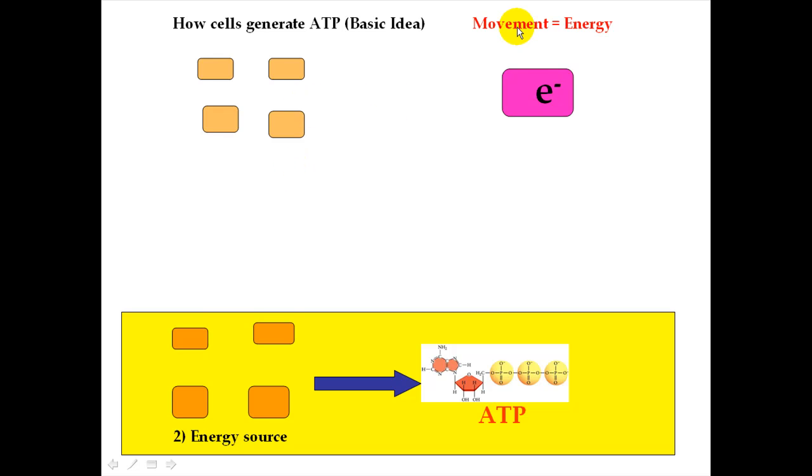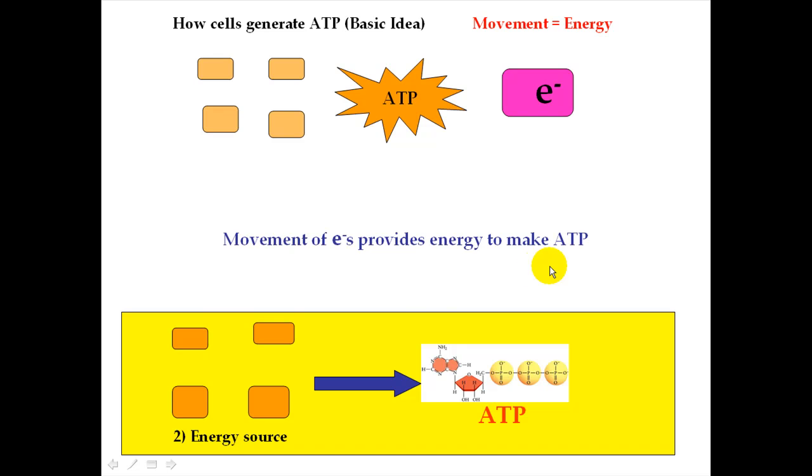And so that electron just moved. We said that movement represents energy, and it's actually the energy of that moving electron that the cell uses to generate ATP. Right, so again, the key idea here is that when you're talking about ATP being made, well, it's the movement of electrons that actually provides the energy to make that ATP.